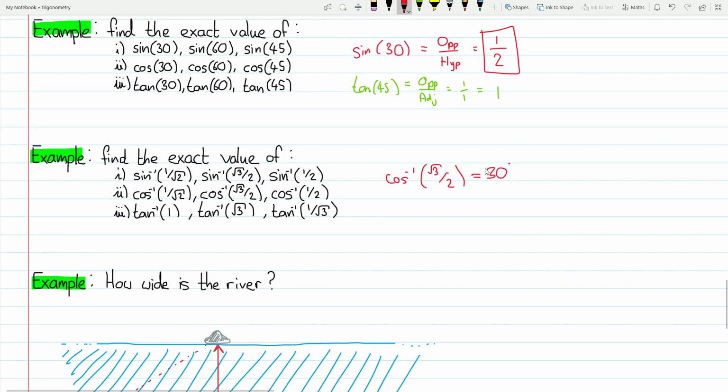I encourage you to have a play around with these problems. It really is just identifying in the fraction which sides correspond to the hypotenuse or the opposite or the adjacent, and then how you bring it together to get the sine or the cosine or the tangent functions.